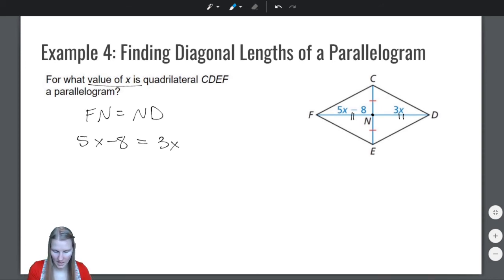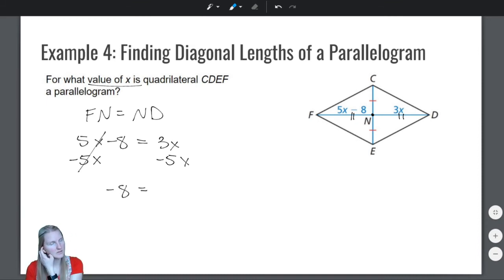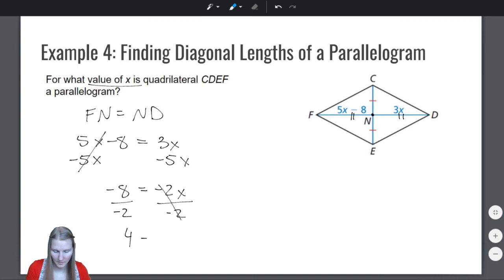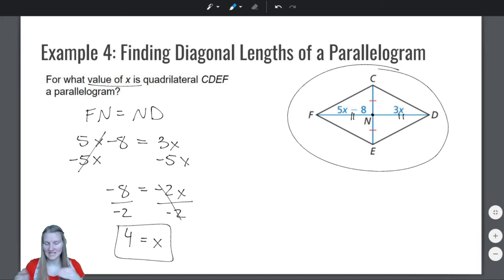Well, what am I going to do? I'm going to subtract 5x from both sides, because I already have a number over here. We get negative 8 is equal to 3x minus 5x, which is negative 2x. Then, to get x by itself, I'm going to divide by negative 2. Negative 8 divided by negative 2 is 4. So, in order for quadrilateral CDEF to be a parallelogram, I need x to be equal to 4.